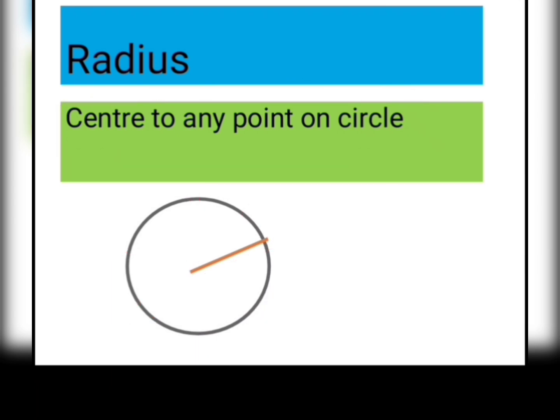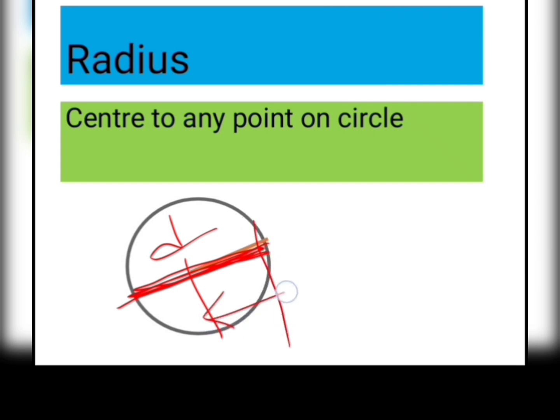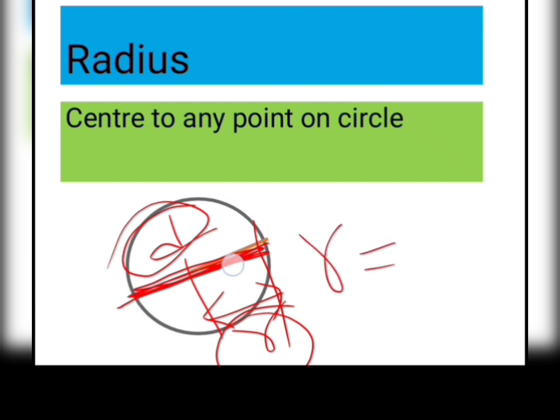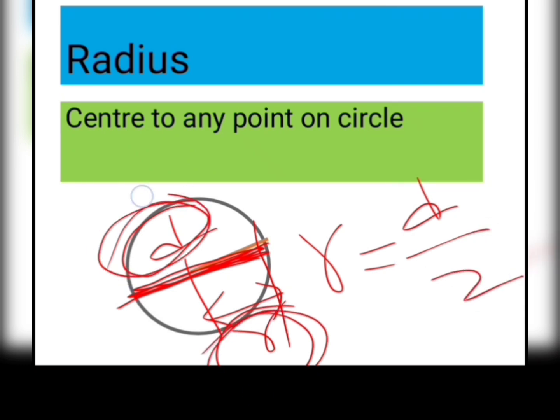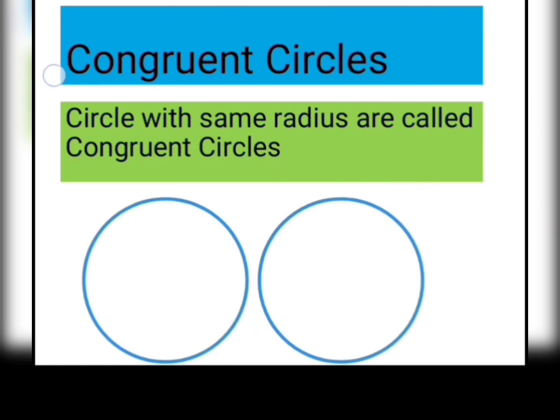In previous slide, we saw if a chord is drawn which passes through the center of the circle, then that chord is known as diameter. In this slide, we got to know if you draw a line segment from center to any point on the circle, it is radius. So we can say diameter is double of the radius. If diameter of circle is mentioned in your question and you are required to find radius, you will use the formula radius is equal to diameter of the circle divided by 2. Radius is half of diameter and diameter is double the radius.